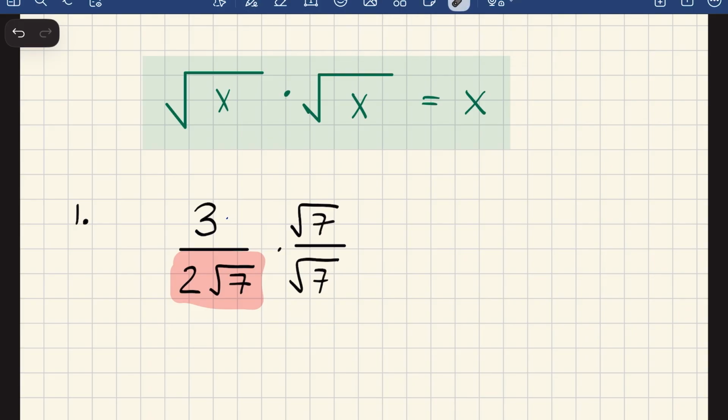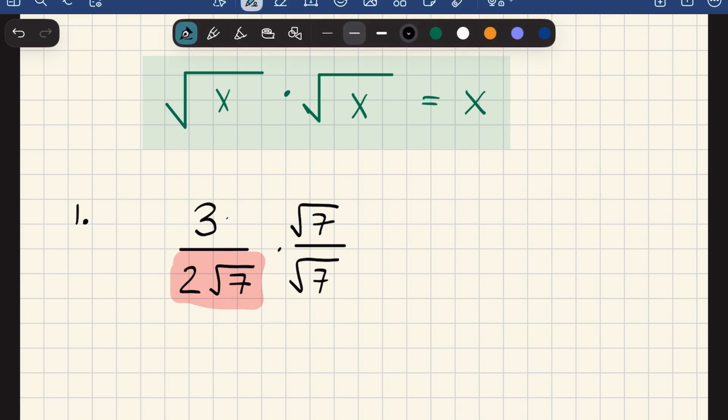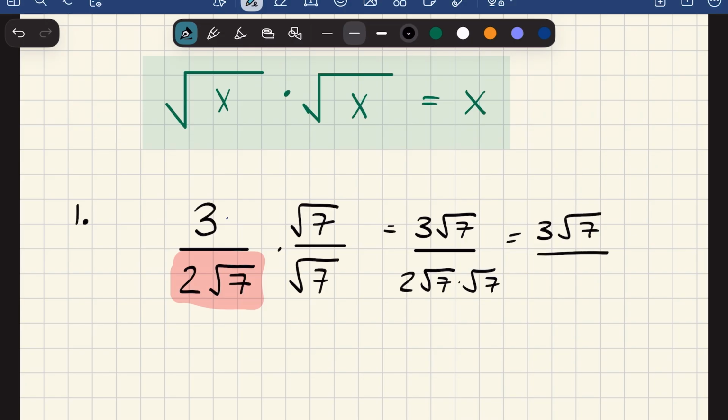Next, we remember that we multiply numerators with numerators and denominators with denominators. We then obtain 3 square root 7 over 2 square root 7 times square root 7. Now there's not much we can do in the numerator, so that stays the same. But then, as we mentioned before, we have this square root 7 times square root 7, and that'll just give us 7. So we get 2 times 7, and our final expression is 3 square root 7 over 14.